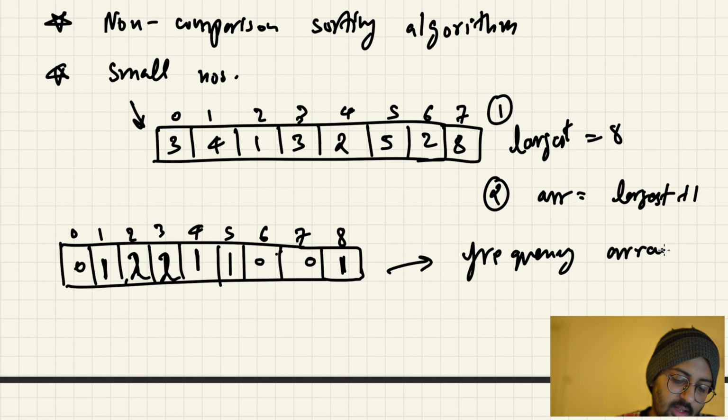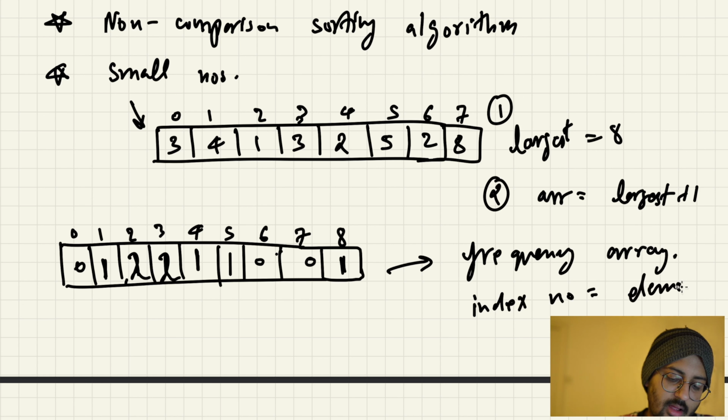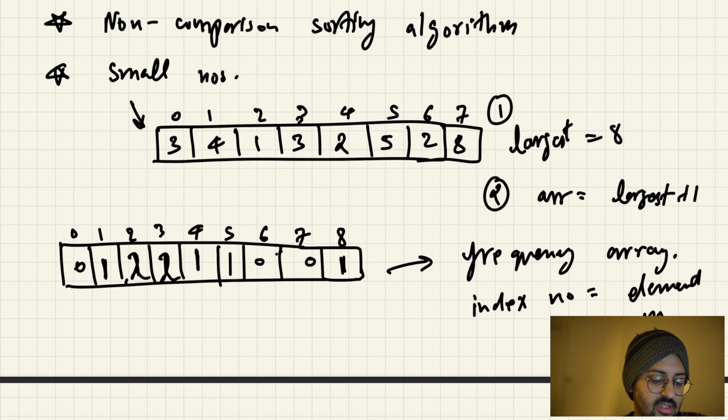A frequency array where the index number is equal to the element number in the original array. So you can see in the original array 0 is coming 0 times, 1 is coming once, 2 is coming twice, 3 is coming twice, 4 is coming once, 5 is coming once, 6 is coming 0 times, 7 is coming 0 times, 8 is coming once.